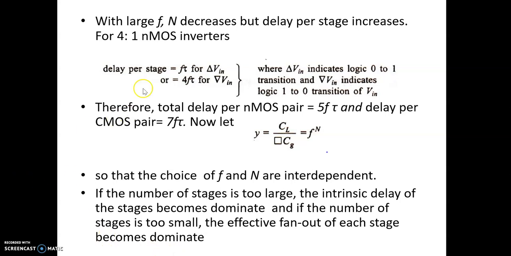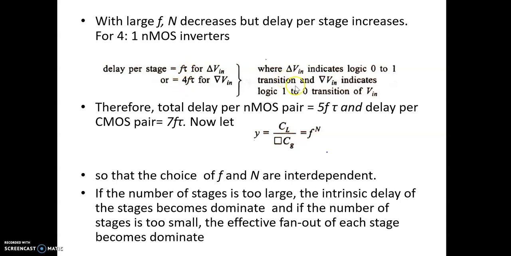And here the delay per stage is given as f into tau for delta V in, where delta V in indicates that the input is going from 0 to 1. When the input is going from 0 to 1, that is when you are giving input 1 to an inverter, the pull down is on. Pull down is the N transistor. So it is 1 delta, the width into this delta value.